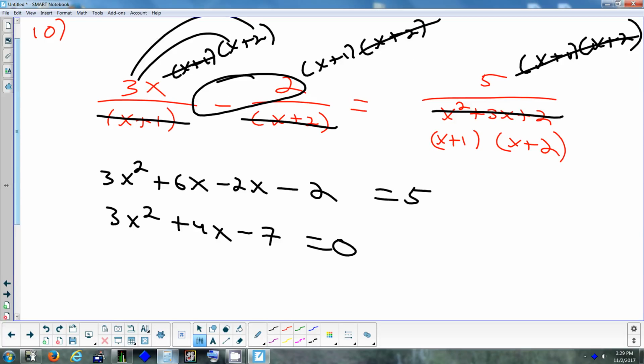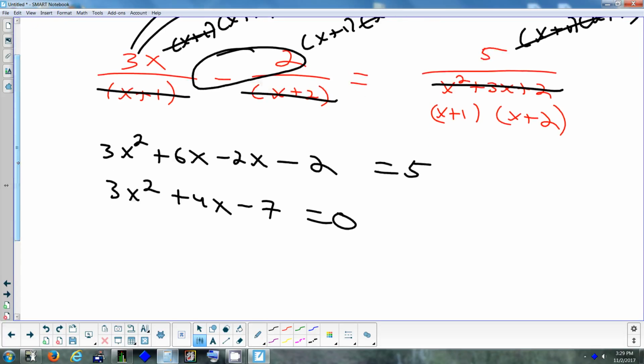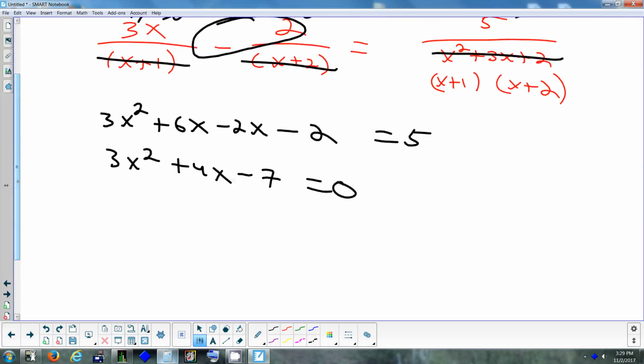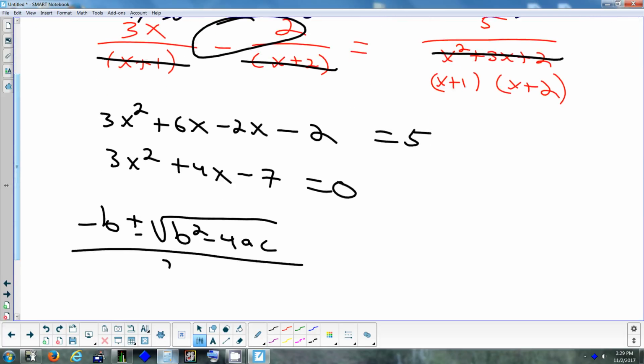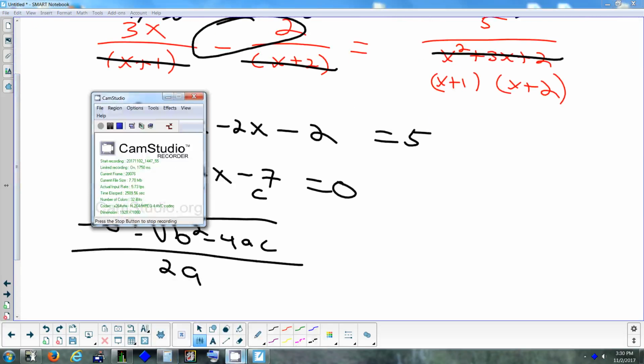You would use the quadratic formula. What's the quadratic formula again? Negative b plus or minus the square root of b squared minus 4ac, over 2a. So in this case, that's a, that's b, negative 7 is c. So you plug those numbers into that formula and get your answer. Any questions on how to do that part? Okay. So that's everything that's on the test in 30 minutes.